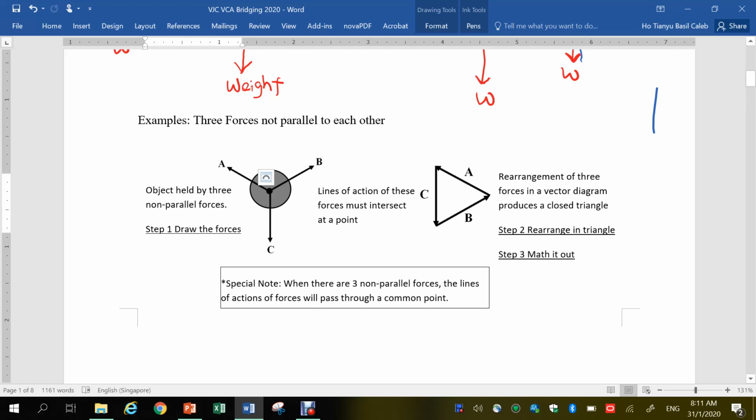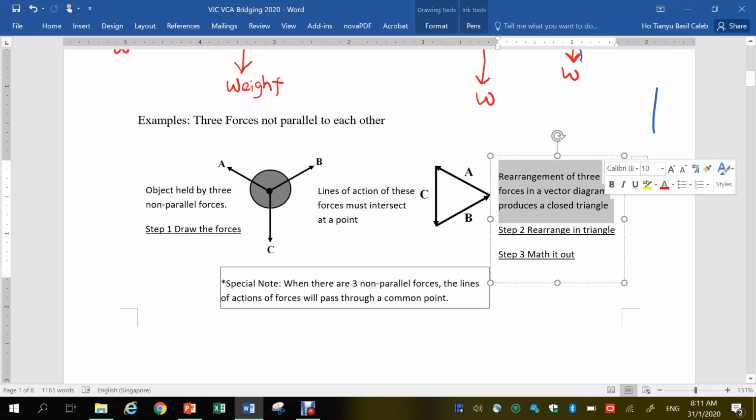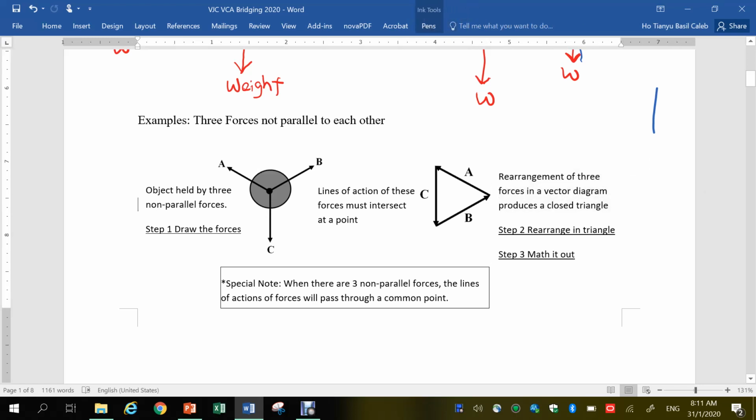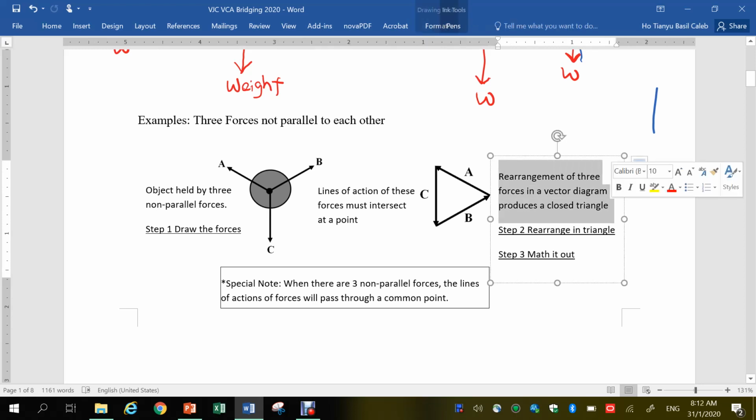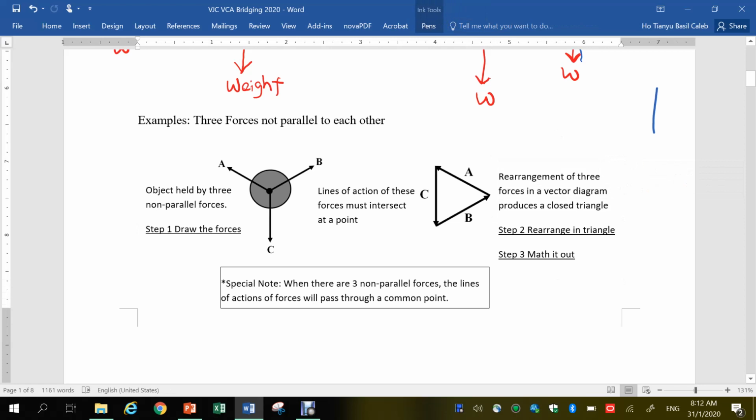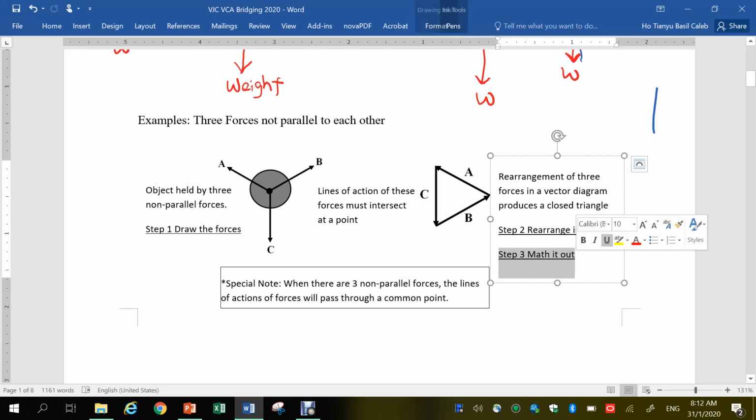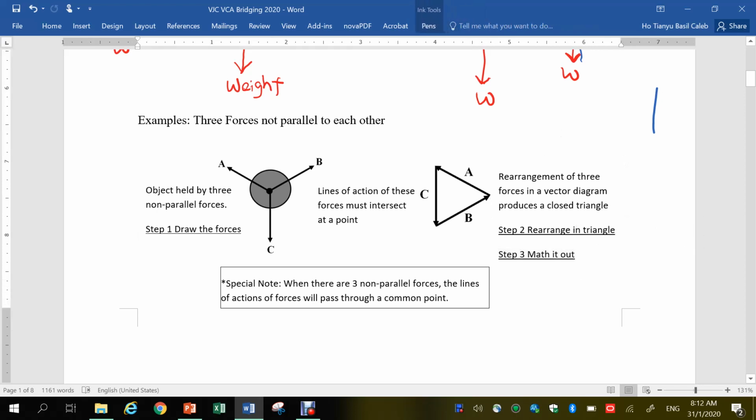A second thing that must be true if this object is in equilibrium is that when you rearrange the forces into a vector diagram, it produces a closed triangle. So usually we will do this as a first step. And the second step, to find the values of various forces. Let's say in this case, you're given the values of A and B and a certain angle between A and B. After rearranging this triangle, you could actually math it out. So that's actually how we solve for various forces.